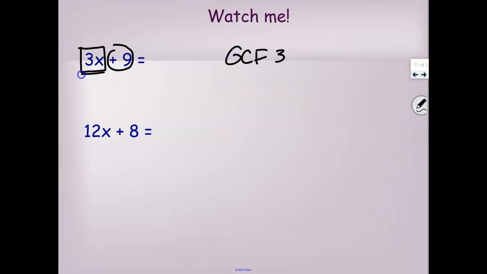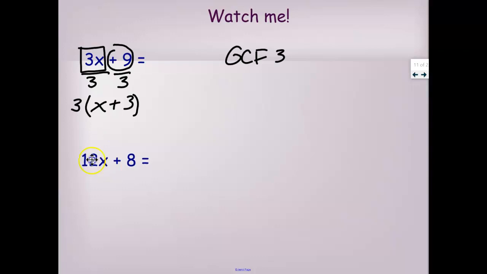So that's step 2. Step 3 is I'm going to divide each of these things by the GCF. So 3x divided by 3 is just going to give me 1x or x. And 9 divided by 3 is going to give me positive 3. And then step 4, slap parentheses on it and put that GCF on the outside. There you go. All right, let's do one more.